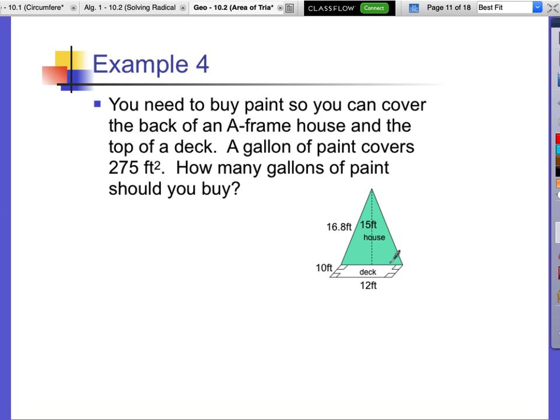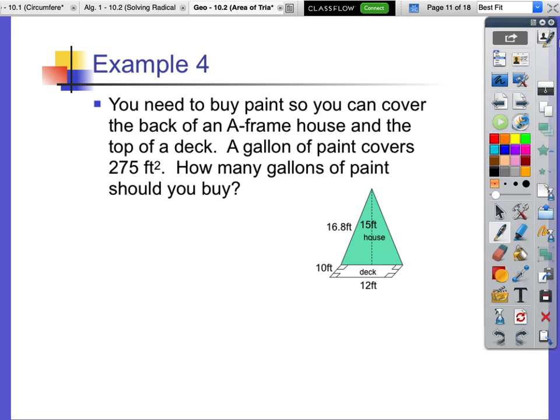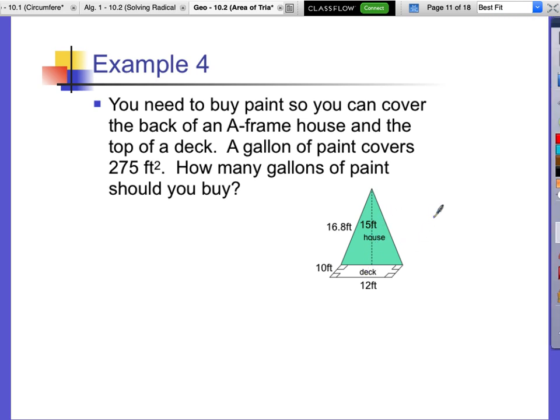Square feet. How many gallons of paint should you buy? So what do we need to figure out? The area, not just of the triangle, but also of the rectangle or deck here. If we find the area of the triangle and the area of this rectangle, the back of the house and the deck, can we figure out how much paint we'll need? Yes. So you need to find the area of this triangle and the area of this deck.